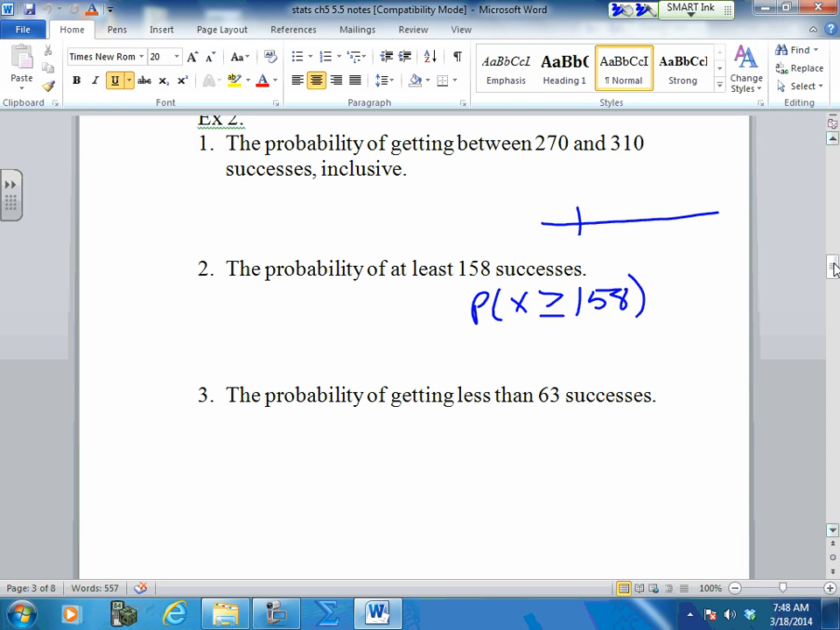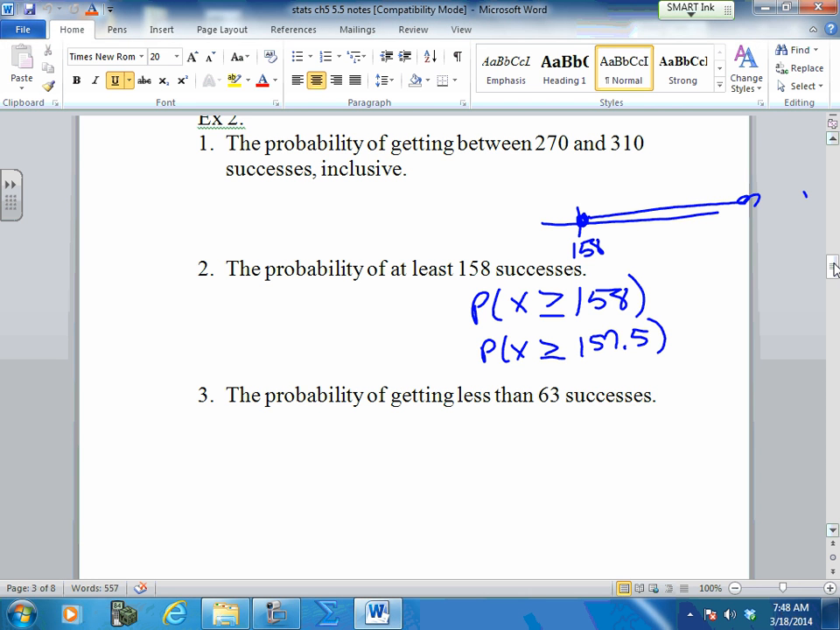You say, what's the first number that you can use? I'm going to use 158, right? And I'm going to go all the way out till whenever. So is that a lower end or an upper end? A lower end. So the rule is we subtract 0.5. We just subtract 0.5 off the lower end. We add 0.5 to the upper end, we subtract 0.5 off the lower end.